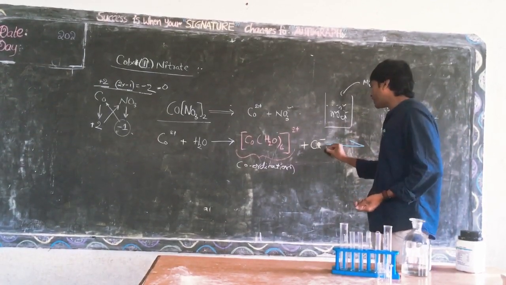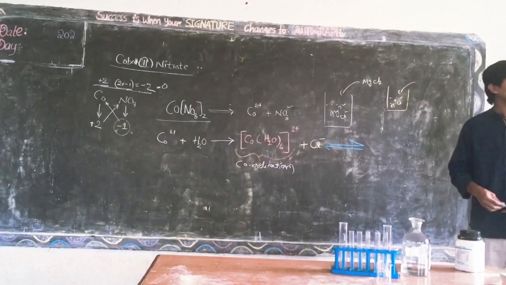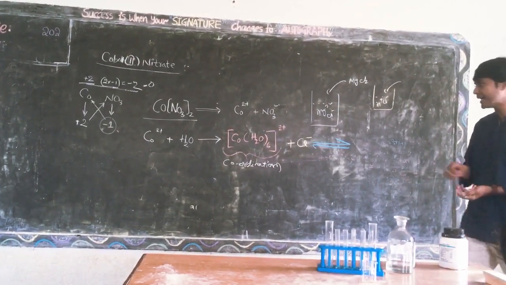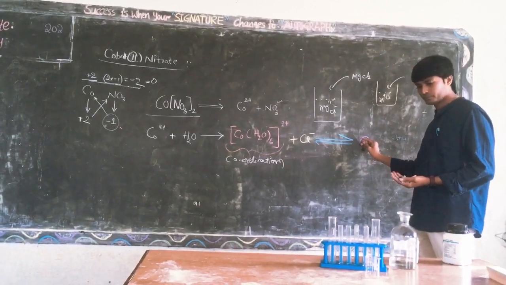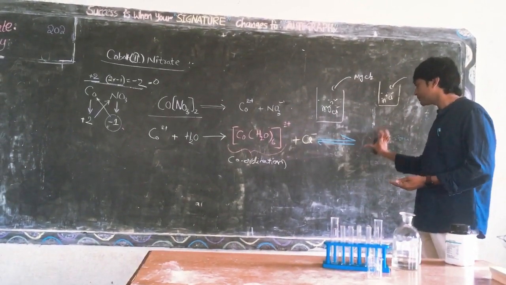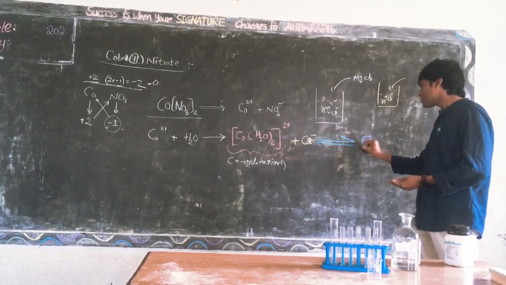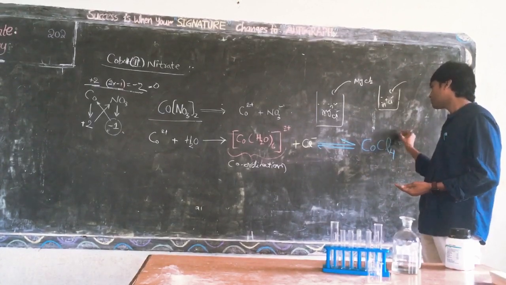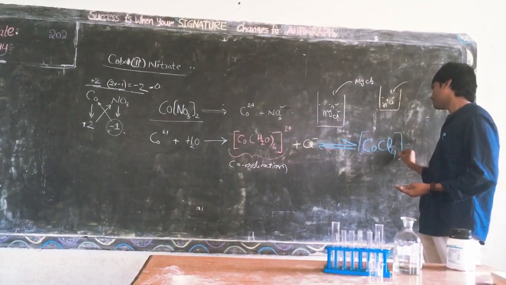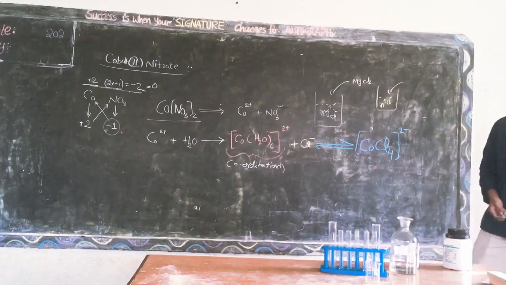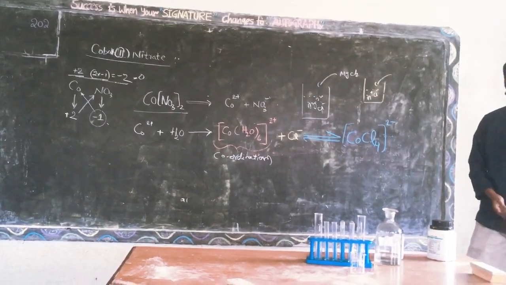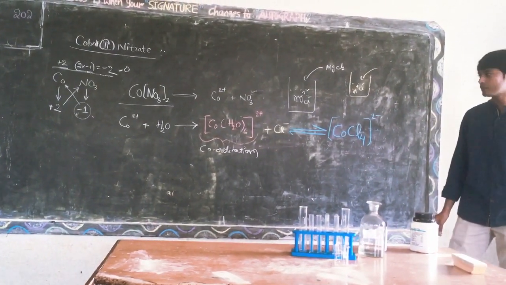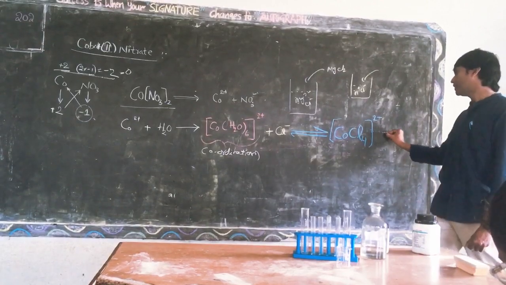Here, this is one of the equilibrium reactions. So what products will be formed here? CoCl4 2 minus. So this is also one of the coordination compounds. This bracket indicates a coordination compound. CoCl4 2 minus, and you will have the water here.